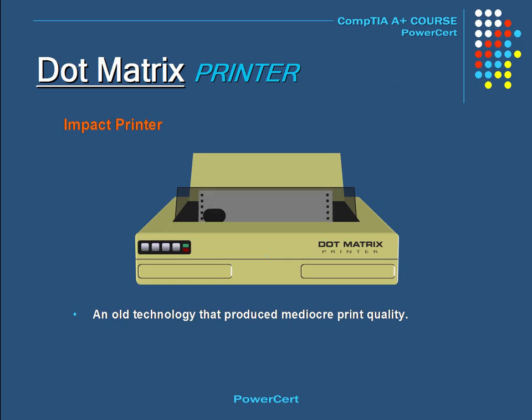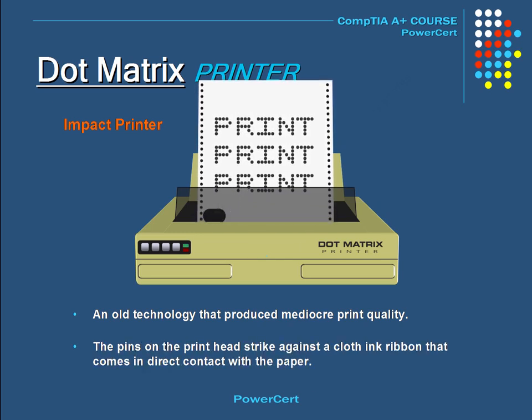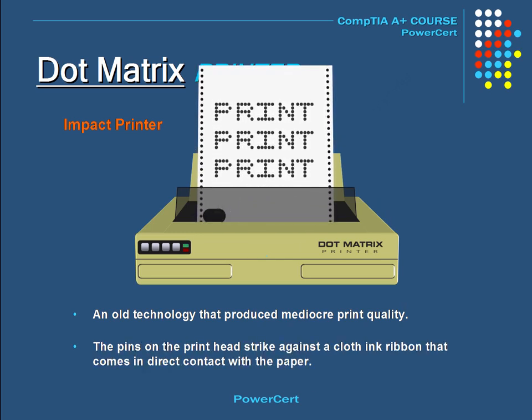The printhead in a dot matrix printer moves across the paper, and as it moves, the pins on the printhead strike against a cloth ink ribbon, which then comes in direct contact with the paper, producing each character in the form of dots. But despite being an outdated technology, dot matrix printers can print multi-copy documents, such as carbon copies. They are also very durable and last a long time.